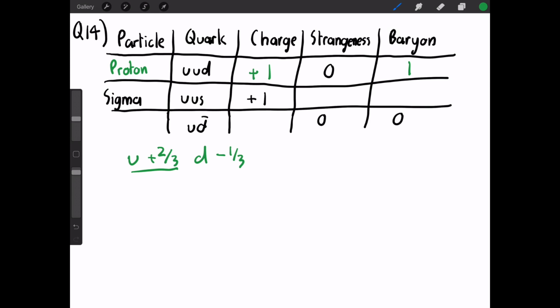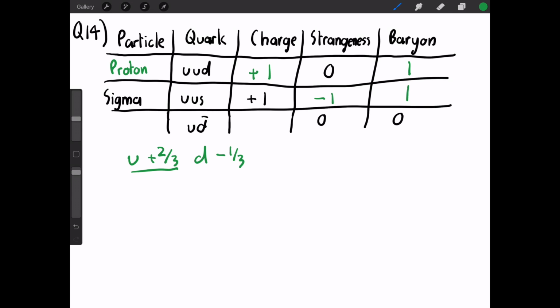The sigma particle, also a baryon, so I'm going to put 1 in the baryon column. We've got 2 ups and a strange. A strange quark has a charge of minus 1/3, so again that's going to be plus 1, that's already given to us. The strange particle has a strangeness of minus 1, a bit like the electron, it's kind of inverted, so an anti-strange would have a strangeness of 1.